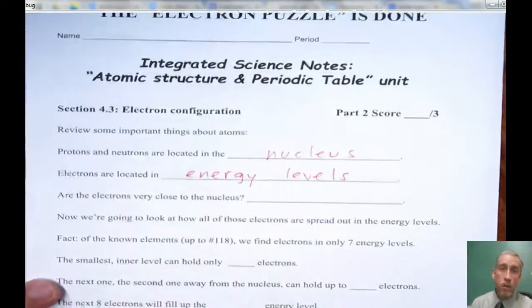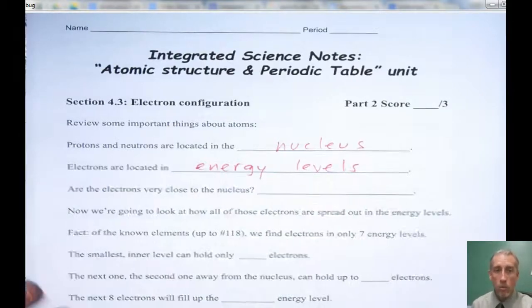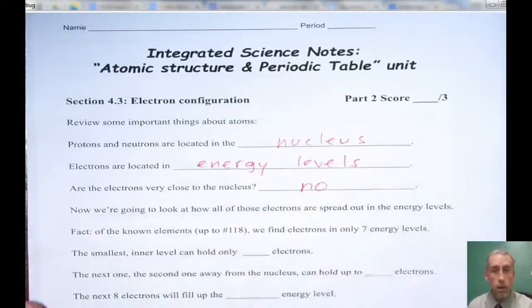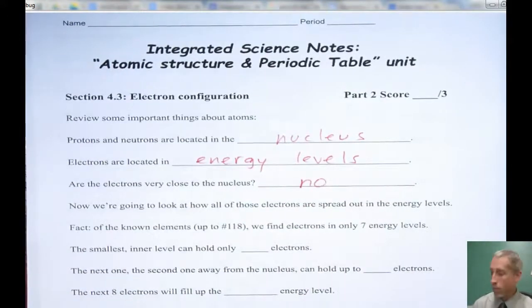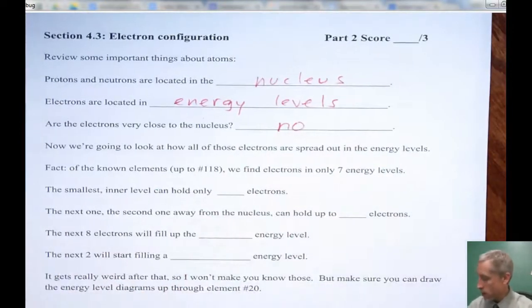And just to remind you, although we never draw them this way, the nucleus is a tiny, tiny, tiny little piece in the center of a much larger atom. Now, of course, atoms are not large, but the nucleus is just so much smaller. So the electrons are not that close to the nucleus in terms of relative size. Okay, so now we're going to look at how the electrons are spread out in the energy levels.